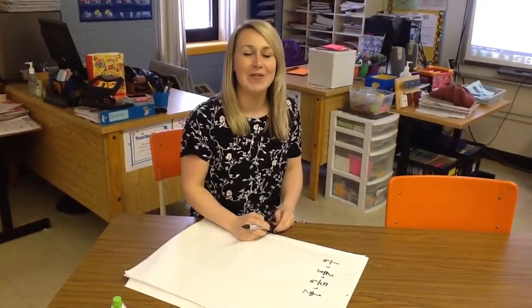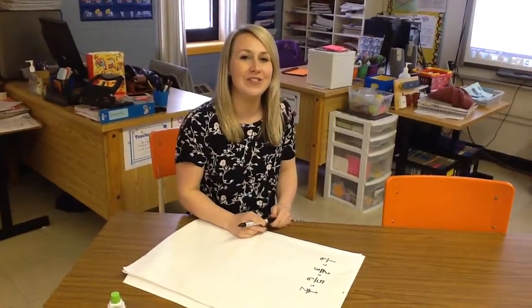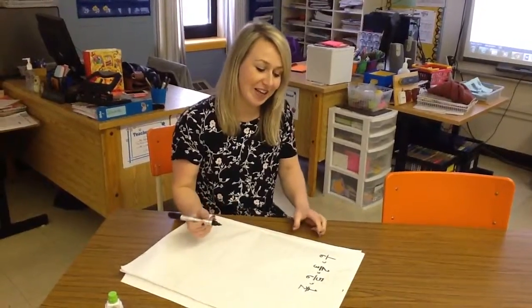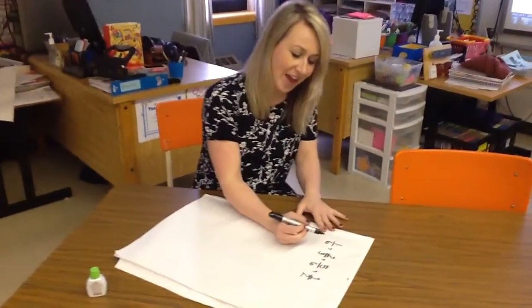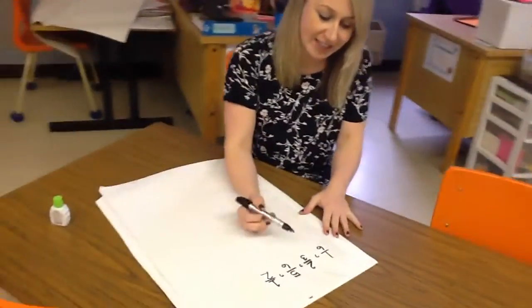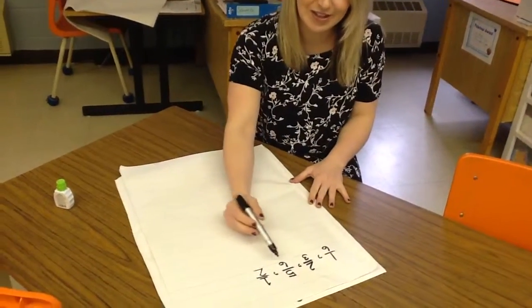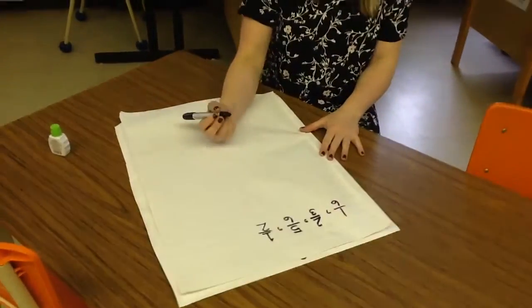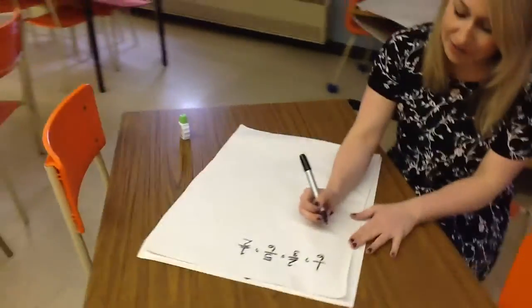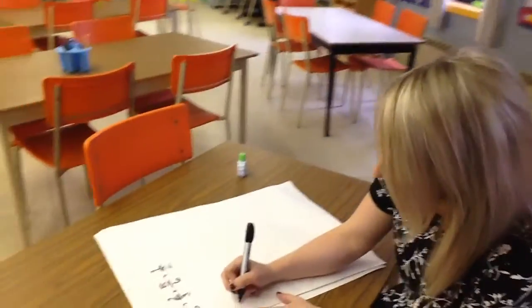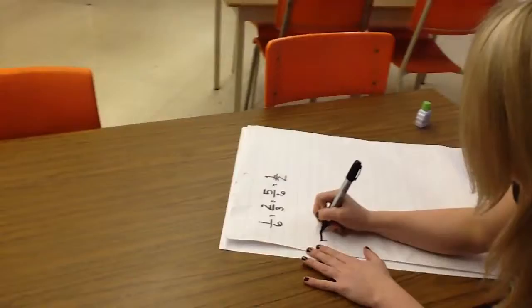Hi guys, I'm going to be showing you how to order fractions on a number line. So here I have my fractions. I have 1/6, 2/3, 5/6, and 1/2. So the first thing I'm going to do is draw my number line.